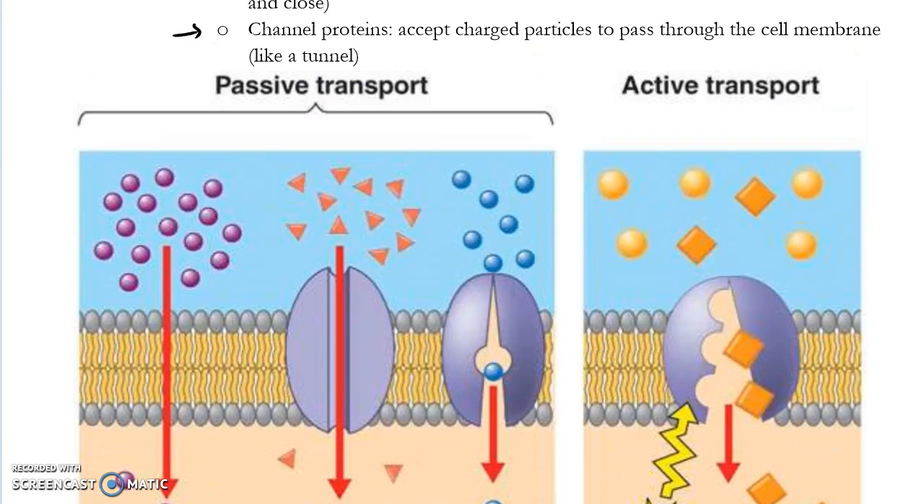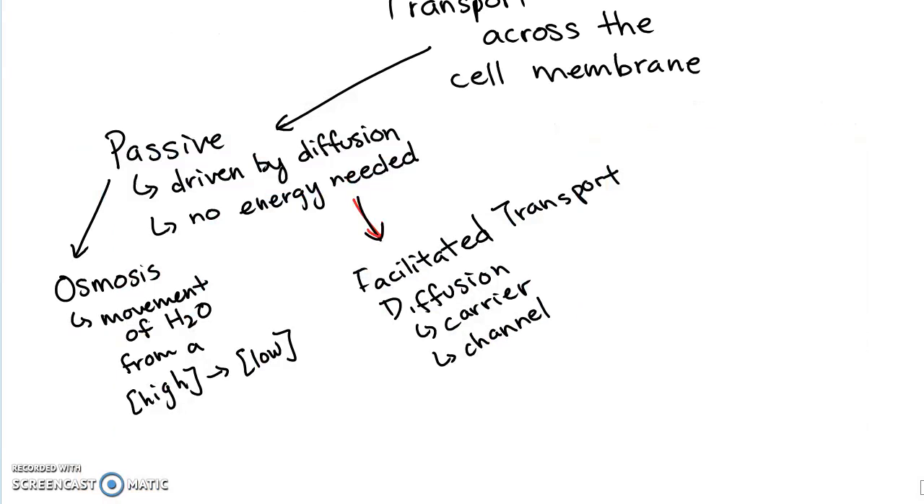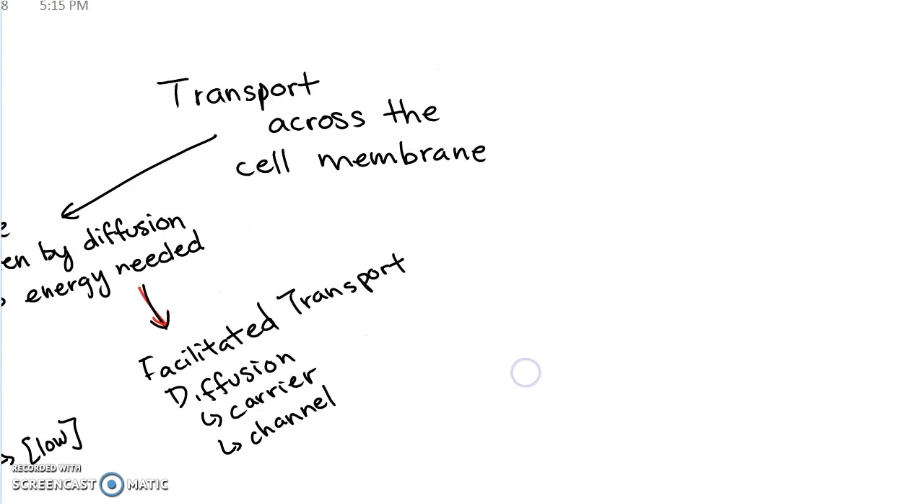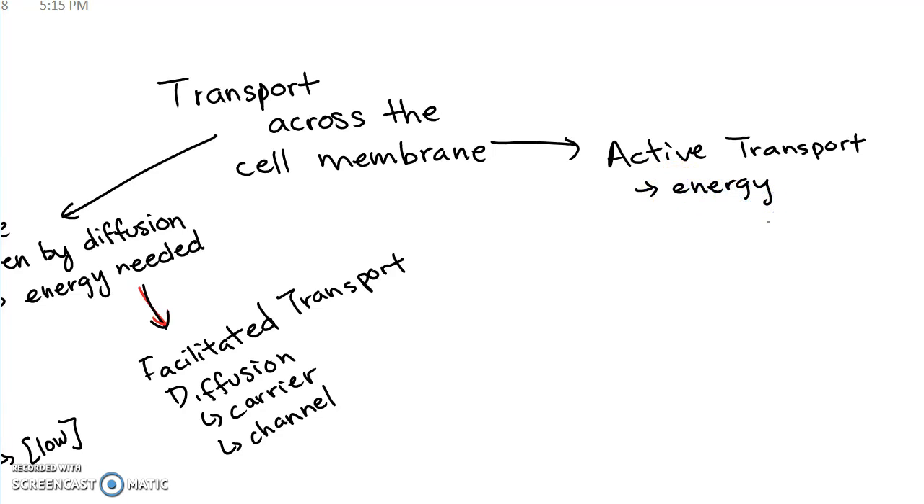Then you have another form of transport called active transport right here. So if I go back to my flow chart, I have transport across the membrane, and the other type is active transport. And it's called active because energy is needed. So you need energy for this transport to occur.